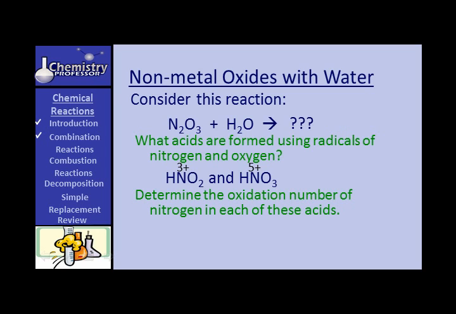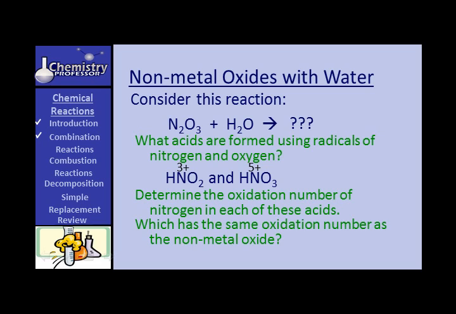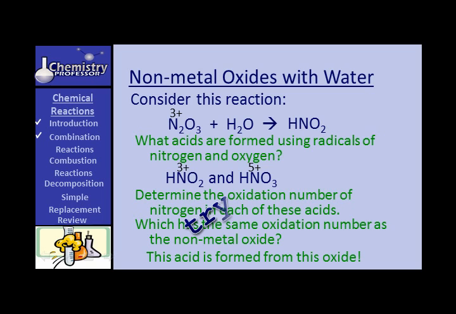Now the question to ask is, which of those 2 acids has the same oxidation number as the nitrogen in the nonmetallic oxide? Well, in the nonmetallic oxide, N2O3, oxygen is a -2, that's -6. Nitrogen has to be a total of +6, but there are 2 of them, so each nitrogen has a +3. So that then is associated with the HNO2. Therefore, this acid is the one that is formed from this oxide. Do you get the idea?